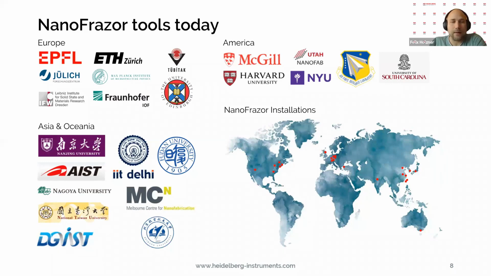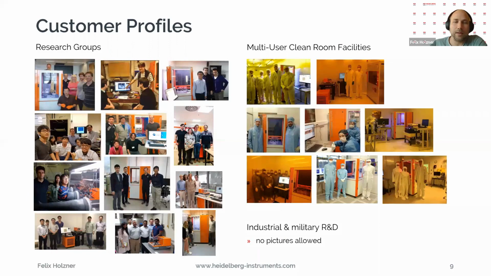They are quite diverse customers. On the one hand, we have multi-user clean room facilities. On the other hand, you can use the NanoFrazor lithography system also outside of a clean room. It can be convenient in a clean room if you have all the other instruments close by, but you can also do all the advanced nanoprocessing and fabrication outside of a clean room. Some people put it inside a glove box, as you see here. And we also have a few industrial and military customers. So it is moving in various directions.